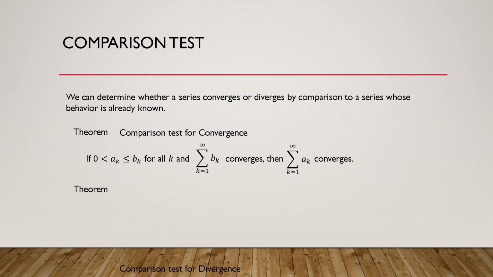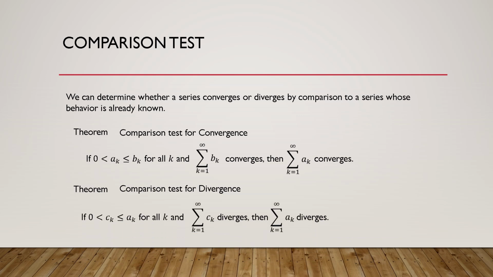Likewise, the comparison test for divergence states that if 0 is less than c sub k is less than or equal to a sub k for all k, and the sum from k equals 1 to infinity of c sub k diverges, then the sum from k equals 1 to infinity of a sub k also diverges. In other words, if our series is larger term by term than a divergent series, then our series diverges.